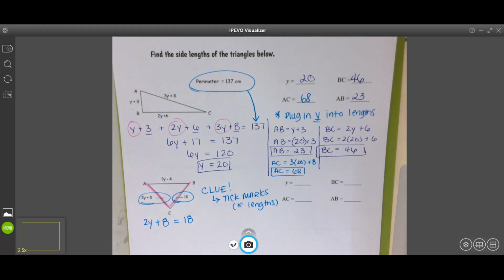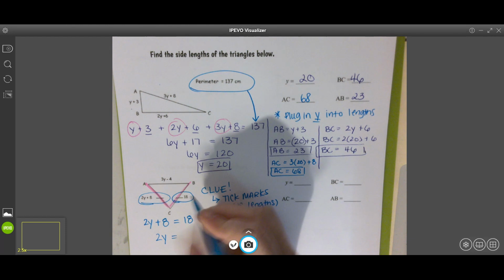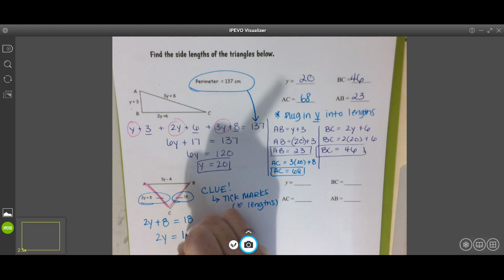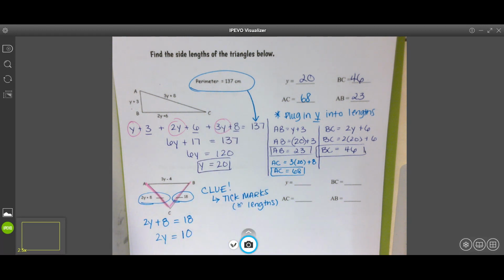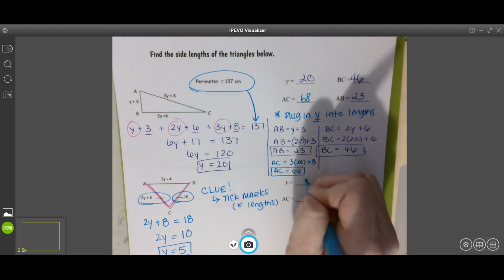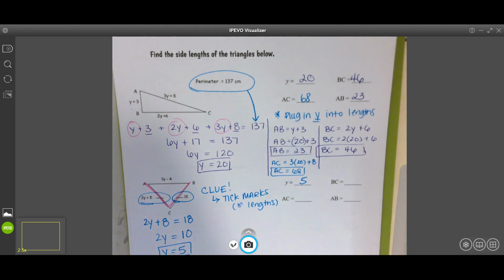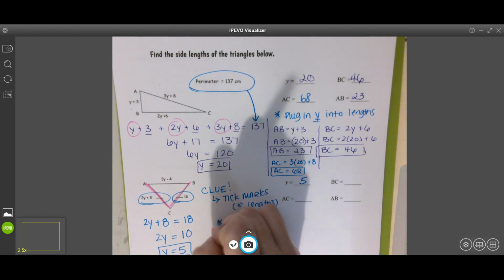So now I'm going to solve my equation. I'm going to subtract 8 from both sides. And then I'm going to divide by 2. I'm going to get y equals 5. And now we're right back where we left off in the same situation. We need to find our lengths, so we're going to use substitution again. So we're going to plug in.